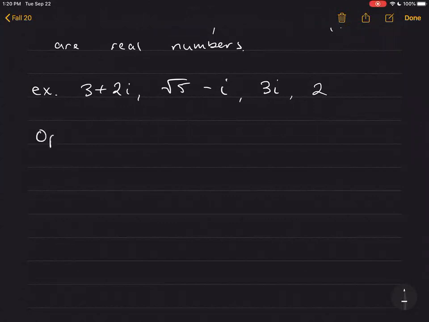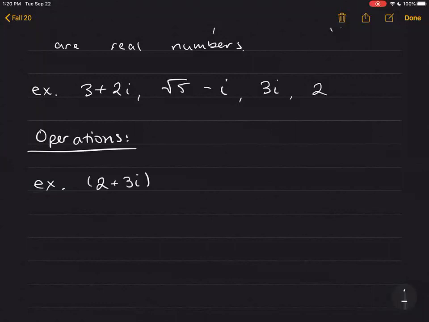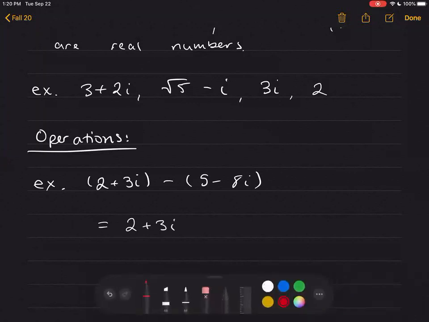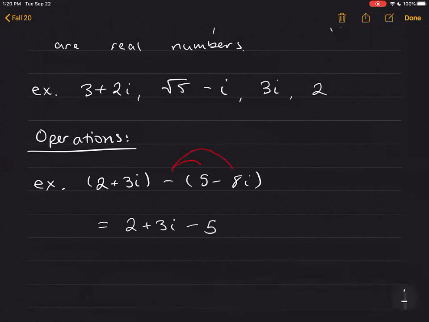So first, for example, say we want to add or subtract complex numbers. So if we have something like 2 plus 3i and then minus, let's do like 5 minus 8i. How do we do this? So we have 2 plus 3i, and what I'm going to do is distribute this negative inside the parentheses here like that. So then this becomes minus 5, and then minus 8i is plus 8i.